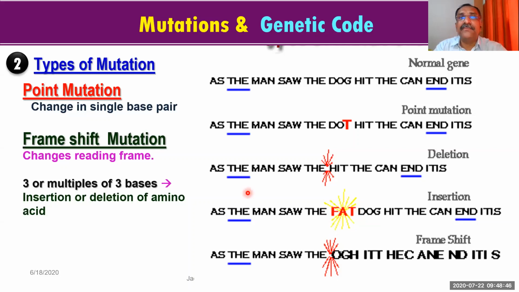Are you getting me, friends? 3 nitrogen bases always represent an amino acid. If you add 3 nitrogen bases over here, that will result in addition of another amino acid. If 6 nitrogen bases are added, that will result in 2. If 3 nitrogen bases are removed from there, that will result in deletion of an amino acid. So remember, if 3 or multiples of 3 bases are either added or removed, the amino acid also will be added or removed.